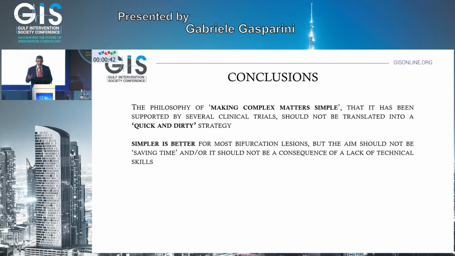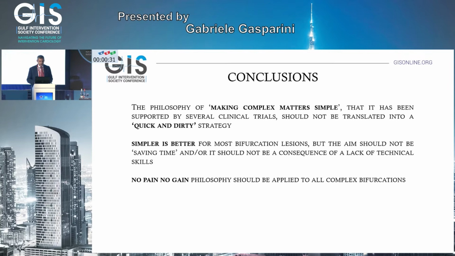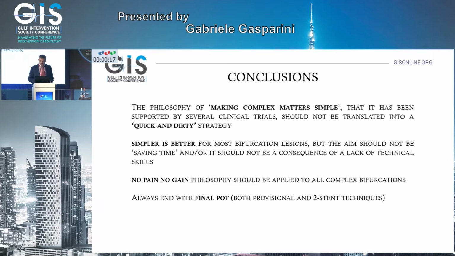Simple is better for most bifurcation lesions, but the aim should not be saving time and should not be a consequence of a lack of technical skills. The no pain, no gain philosophy should be applied to all complex bifurcations, independently of which technique we decide to use. And always end with final POT, both in provisional and two-stent strategy.